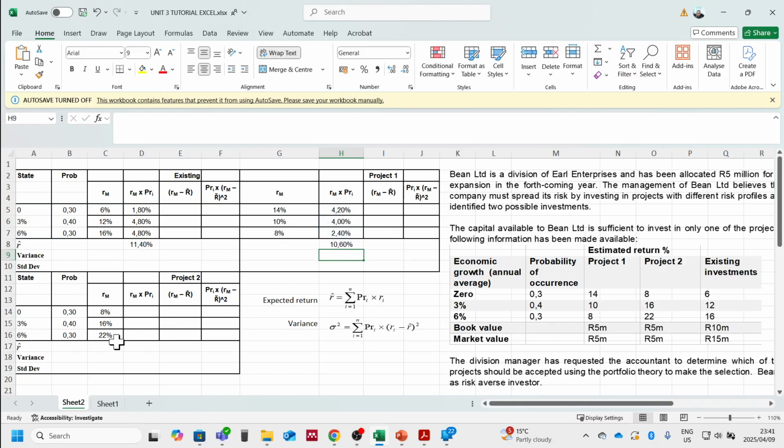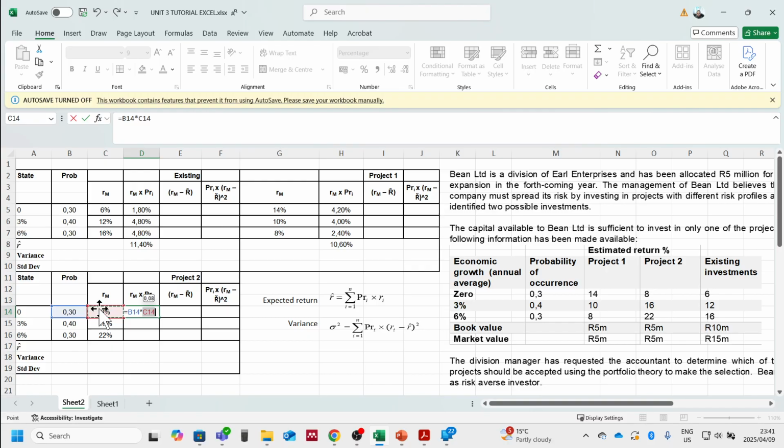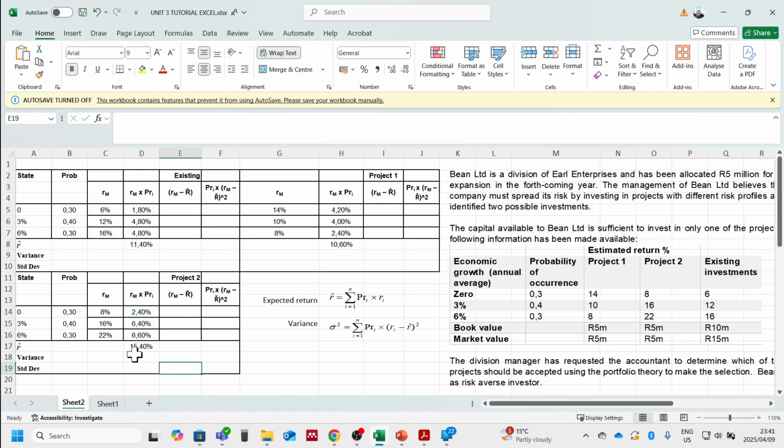Over here on project number two, the expected return when the state of the economy has zero growth is 0.3 multiplied by 8%. All of this gives us the following figures: 0.4 multiplied by 16 gives an expected return of 6.4%. Once we complete the sum of all of this, it gives us the expected return of project 2, which is 15.4%.